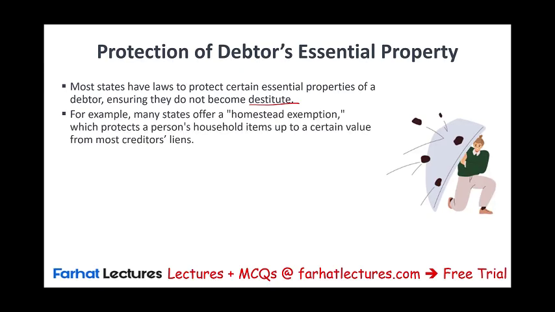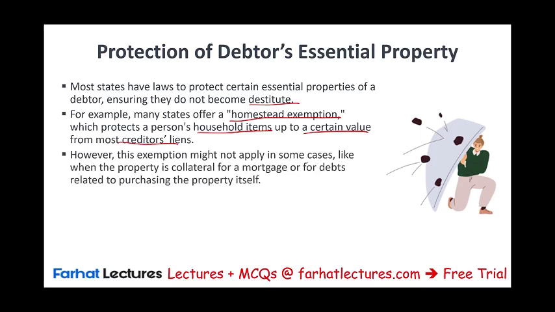For example, many states offer a homestead exemption, which protects a person's household items up to a certain value from most creditors' liens. Again, those are state laws and they differ from state to state. However, this exemption does not apply in some cases, like when the property itself is the collateral for the mortgage. They're not going to wait. They're going to take the house, or the debt related to the purchasing of the property itself. They're going to take the property away. So this is a judicial lien. This is how the creditor can get their money through the court.